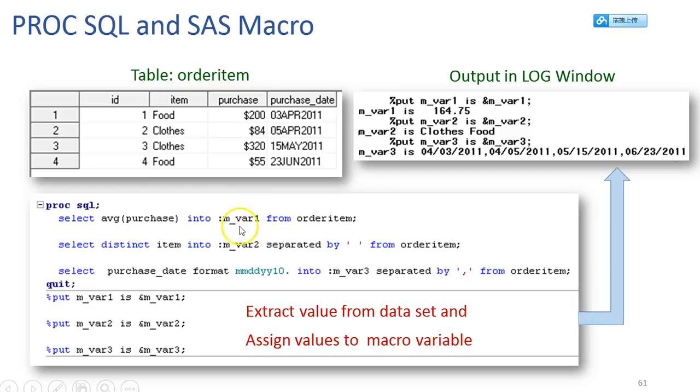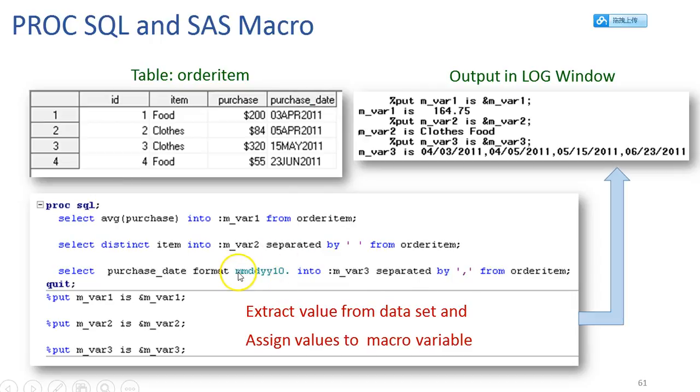The second SQL statement can send the whole column item in the dataset into the macro variable m_var2 and separated by a space, so that you can send the list item in each row into the macro variable. The third SQL statement can send the purchase date into the macro variable based upon the specific format.